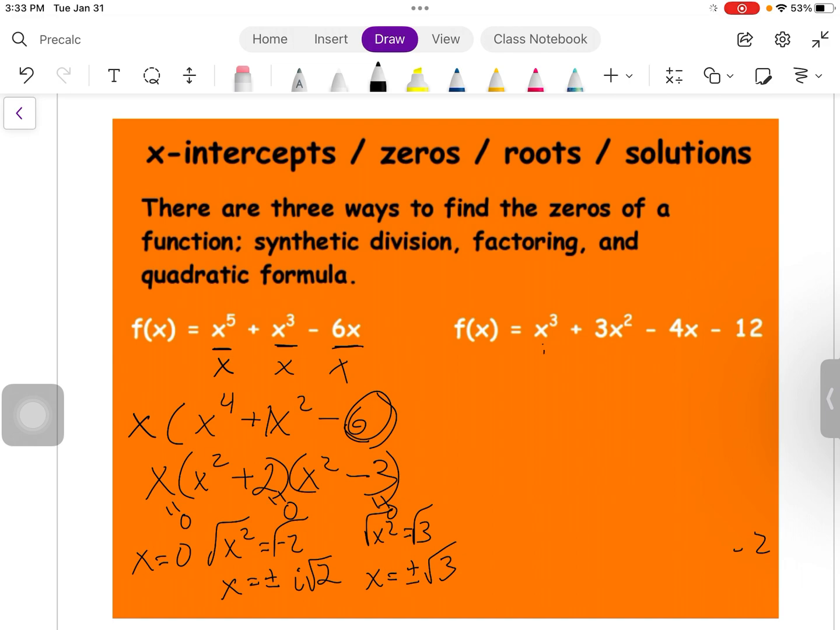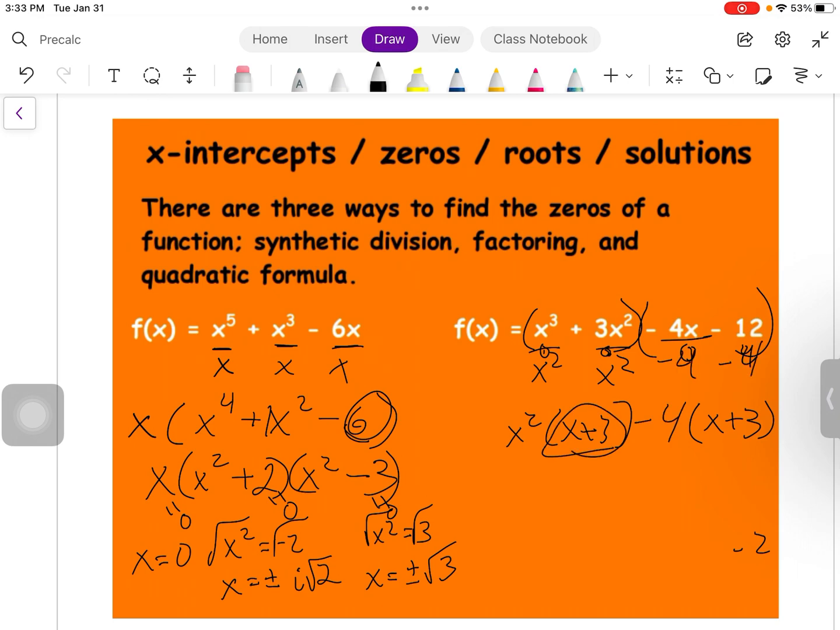Okay, polynomial, there's 1, 2, 3, 4 terms, so I'm going to factor by grouping. These two are both divisible by x squared. And I'm left with x plus 3. I need to factor something out of the next pair to get an x plus 3, so I'm going to take out a negative 4. They both have an x plus 3 in common, so there's one factor. And then they're left with x squared minus 4.